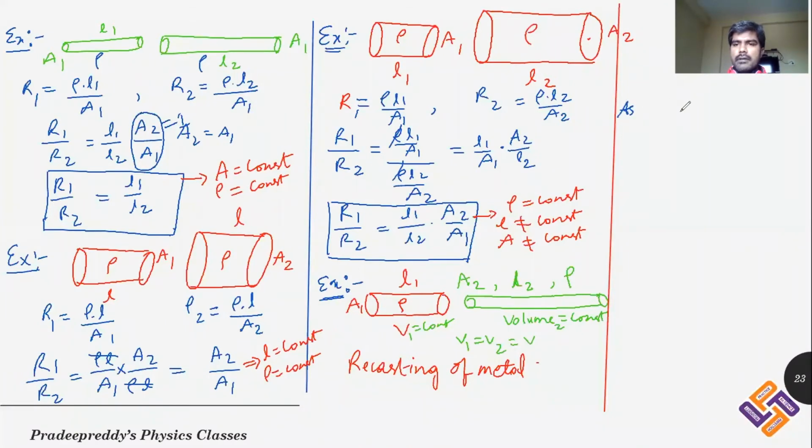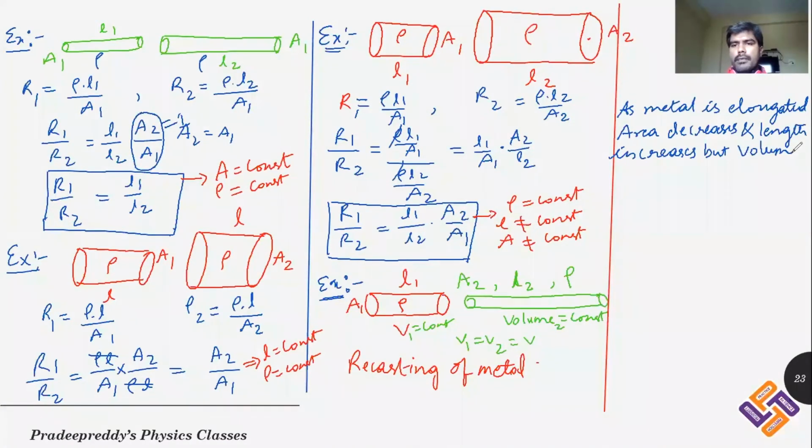As the metal is elongated, area decreases and length increases. But the volume of metal is the same.